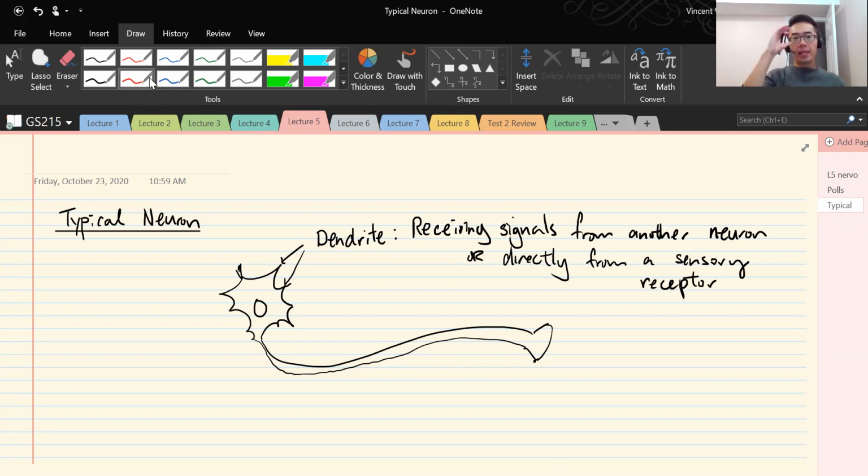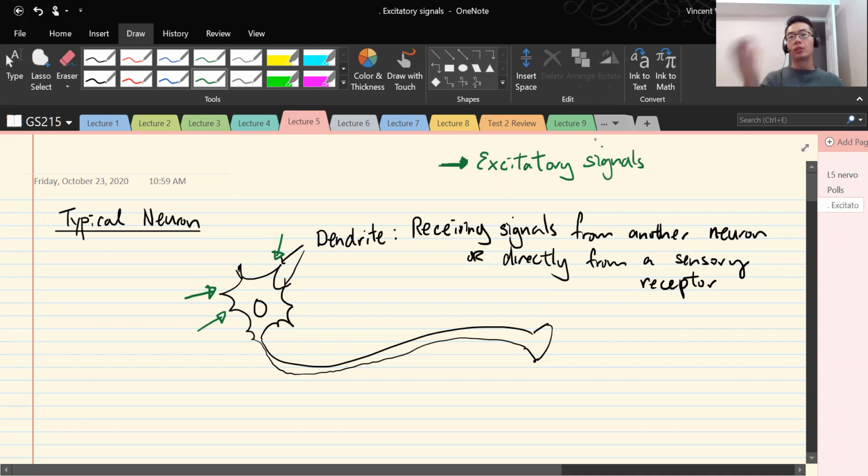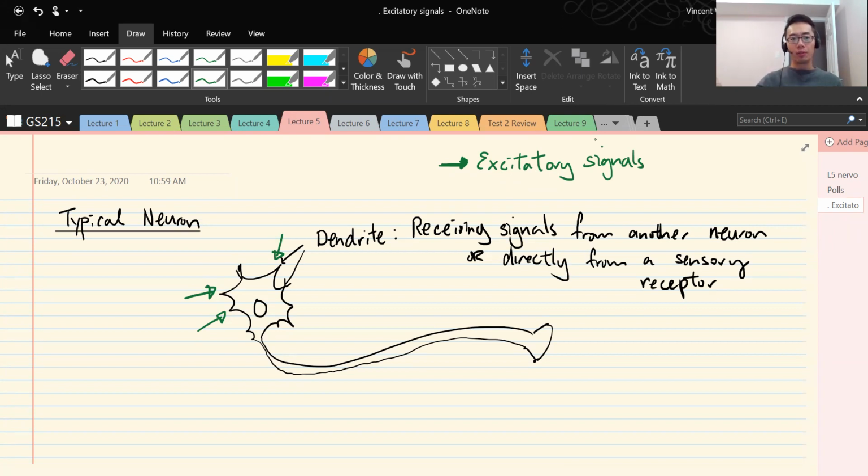Now, the signals that are coming in from another neuron could be what we call an excitatory signal. Okay, so we'll represent it with green arrows. Okay, so green arrows are what we call excitatory. Okay, so these are basically signals that will tell the neuron to transmit a signal. It's like a go signal. It turns on the neuron if you want, okay?